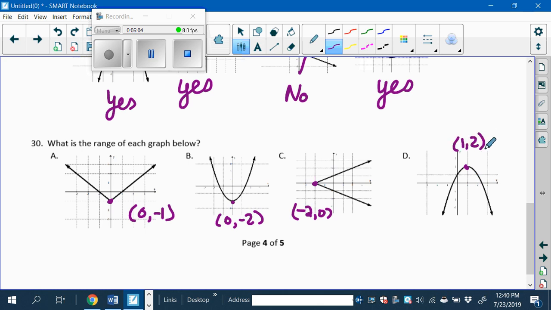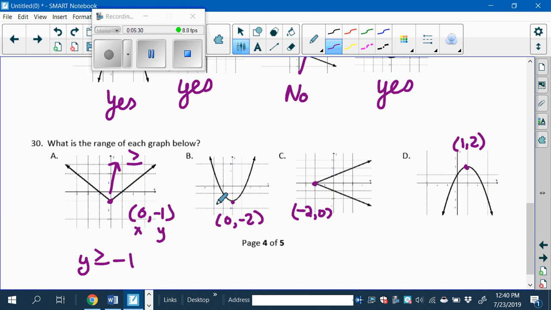Okay, so for this one, we're looking at the y values. Now, the lowest point for the y values is this -1, because remember, we have x comma y. So the lowest point is going to be this -1. But then since we're going up, it's all greater than or equal to. So it's all y values that are greater than or equal to -1.